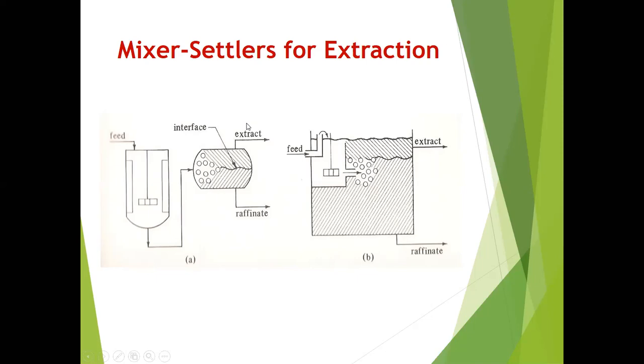So the extract and the raffinate are formed here, and of course the extract already has the solute from the feed. It could be a unit like this wherein you have a separate mixer and separator, but it could be something also wherein the mixer and the separator is only integrated in one unit. That is in the case of mixer settlers for extraction.